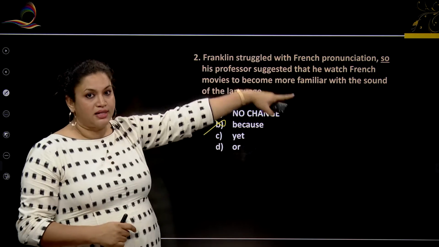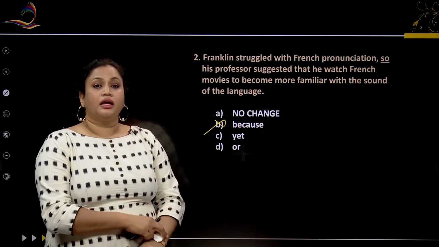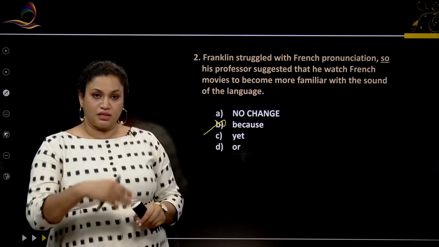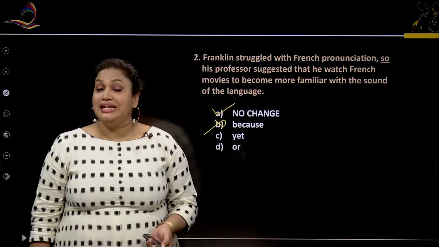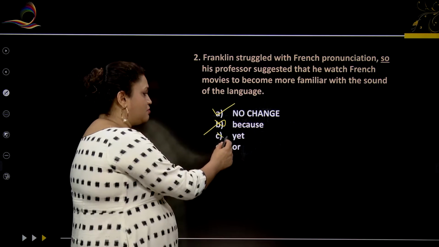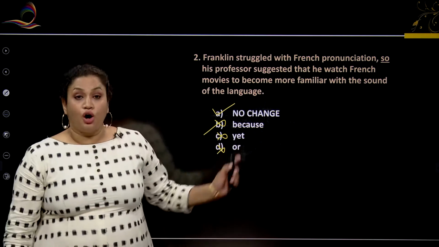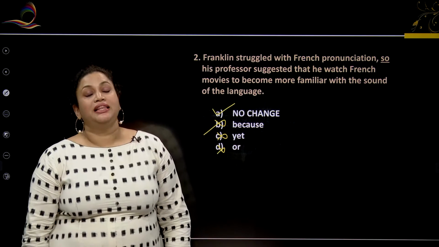Here, this is the cause and that is the effect. Because he was struggling with French pronunciation, his professor asked him to watch more movies. Therefore, so is the right answer and we don't need a change. Therefore, no change is the right answer. Or is always used for an option. So that is not the right answer. Let's go to the next question.